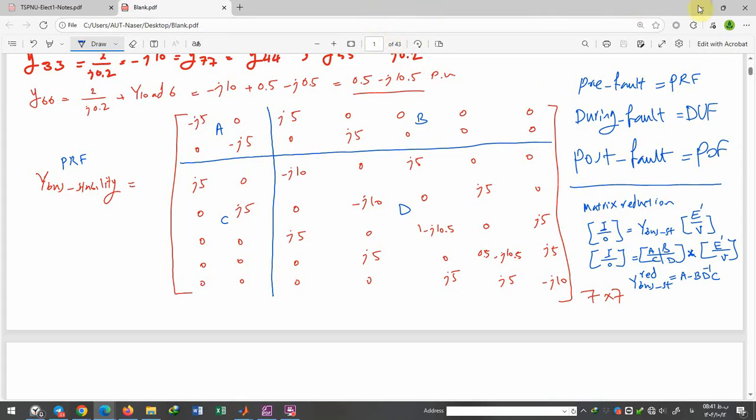So here I calculate the Y-bus stability reduction, as we can see here. Y-bus stability pre-fault and reduction as A minus B the inverse in C.